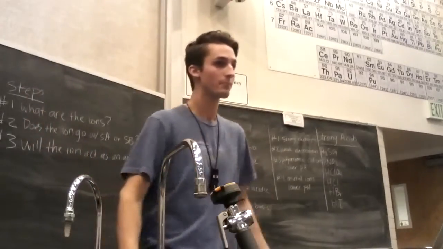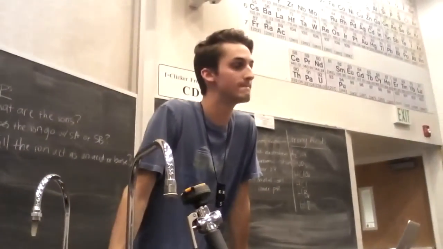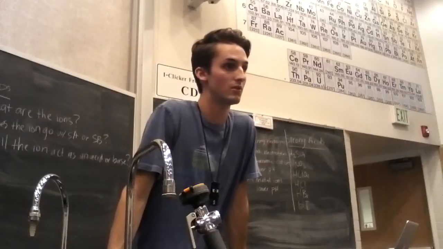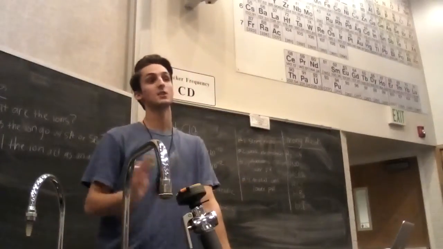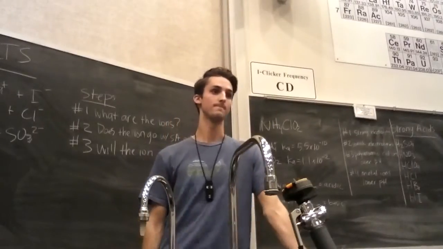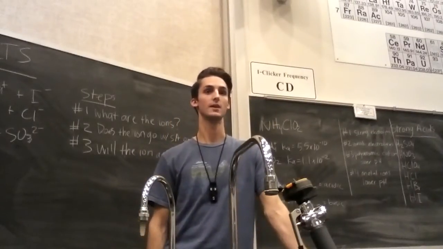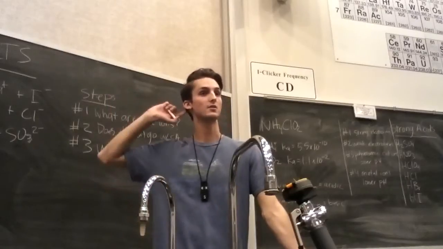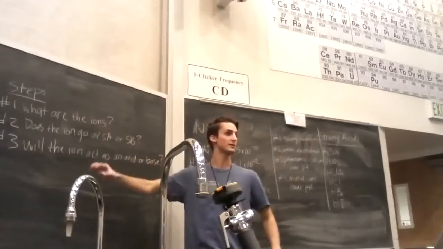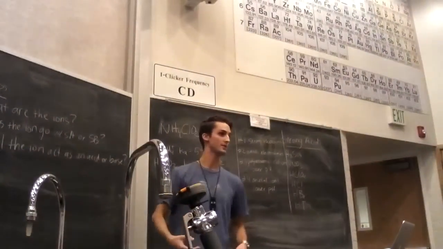Salts, yeah. So is HSO4 the conjugate of a strong acid, or is it just SO4 the conjugate of a strong acid? HSO4 minus is the conjugate base of a strong acid. Okay. Yep. Any more questions on these salts? I know it can be really confusing, but I feel like if you break it down into these 3 steps, it gets pretty clear and pretty easy.